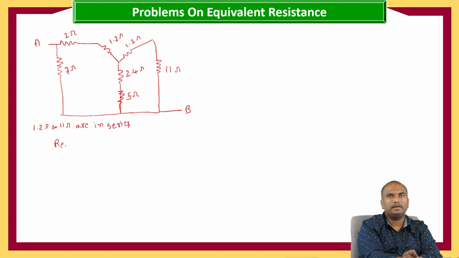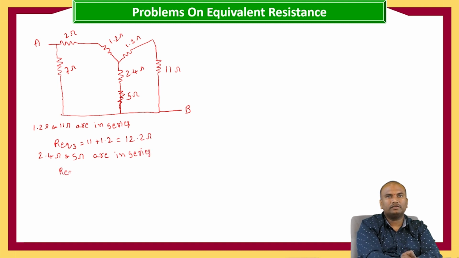So R equivalent 3 is equals to 11 plus 1.2, which is equals to 12.2 ohms. And R equivalent 4, 2.4 ohms and 5 ohms are in series. R equivalent 4 is equals to 2.4 plus 5, which is equals to 7.4 ohms.